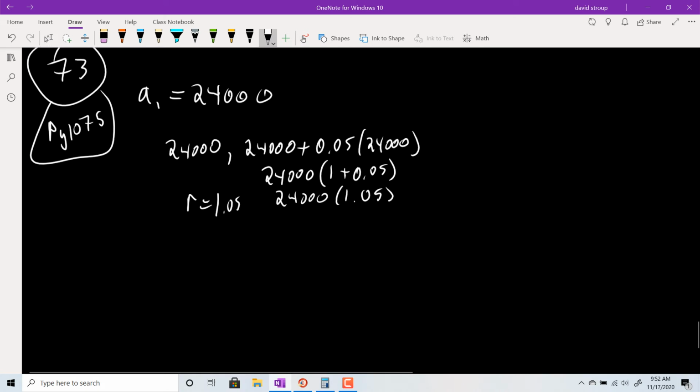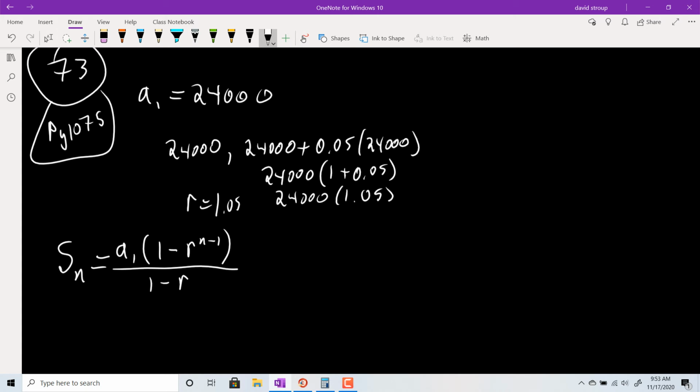So anyways, we need our S formula. Let me write out my formula again because I screwed it up last time. It should be a sub 1 times 1 minus r to the n minus 1 all over 1 minus r. I'm 100% sure that's right. No, it's just to the n. I apologize.